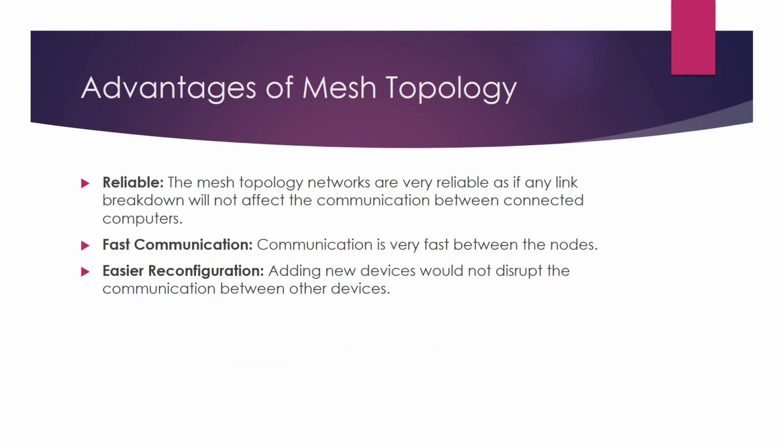So there are advantages of mesh topology. The first one is reliability. It is very reliable: if any link breaks down, it will not affect the communication between the other connected systems. The second one is fast communication. Communication is very fast because every node is connected to the other nodes. Easier reconfiguration: adding new devices does not disrupt the communication between other devices.